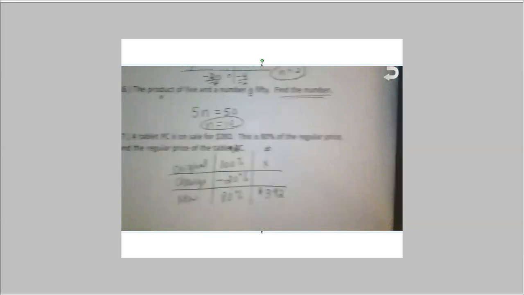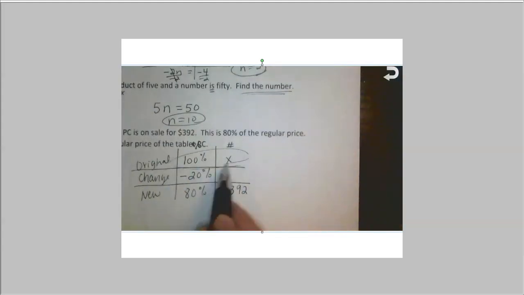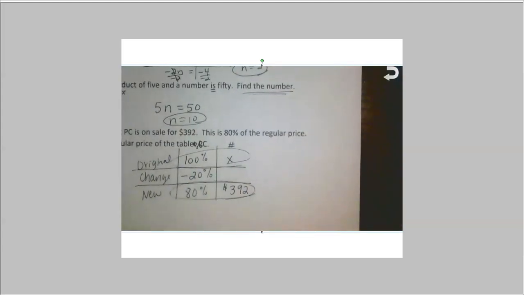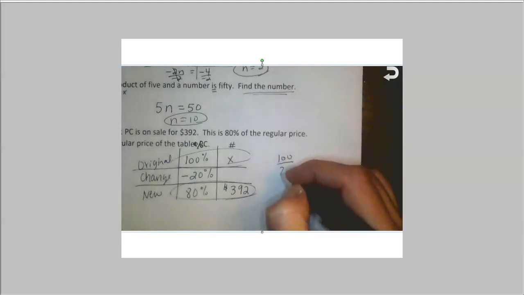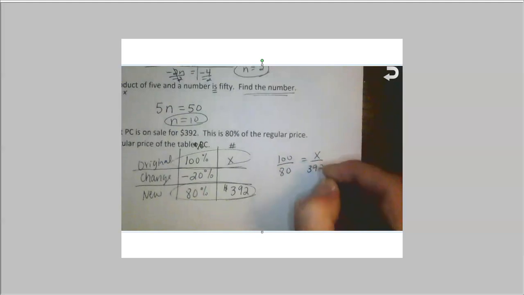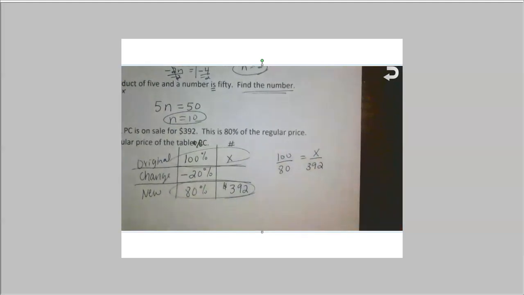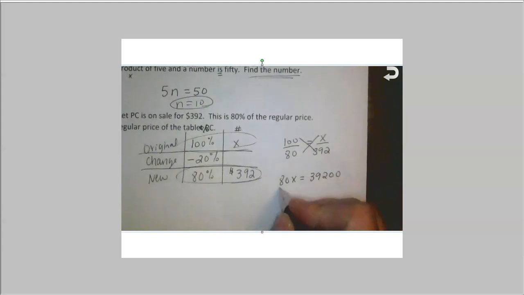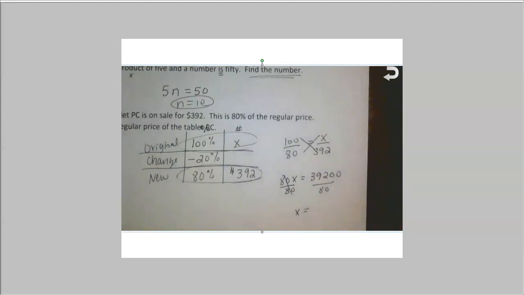So after everything is filled in, I'm going to have to use these sections that have complete information, okay? So I've got 100 over 80 equals X over 392. And we've learned in a previous lesson how to solve proportions by cross multiplying. 80 times X would equal 100 times 392. And just as we've seen in this lesson today, we'll divide by the number in front of the variable to find out what that original price is.